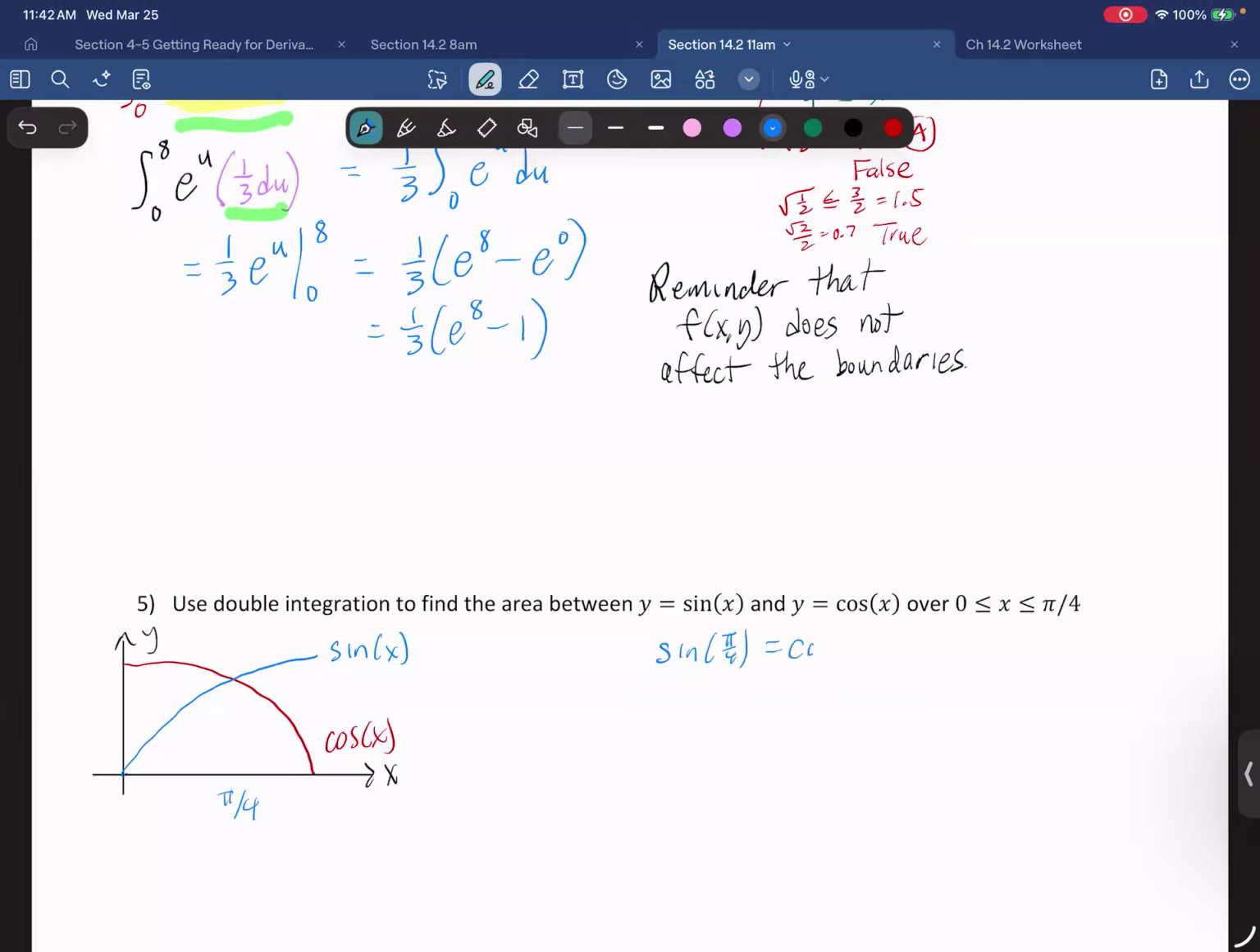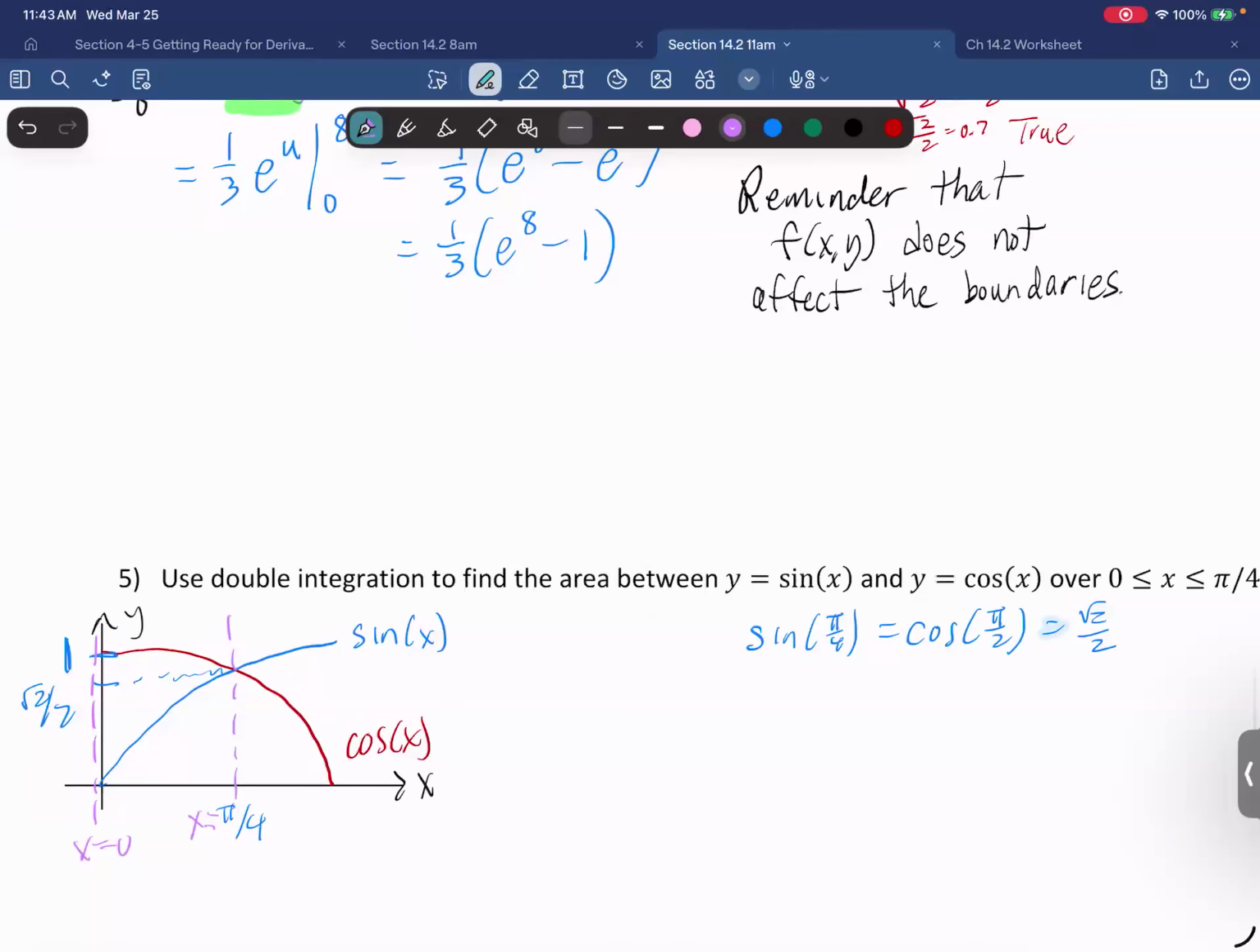Sine of pi over 4 equals cosine of pi over 4, which is root 2 over 2, which is less than 1, of course, because they both cap at 1. So that's at root 2 over 2 for the y value there. And we are looking for what's between sine of x and cosine of x and between 0 and pi over 4. So our 0 line is right here. And our pi over 4 line is right there, which means we want this region in here.